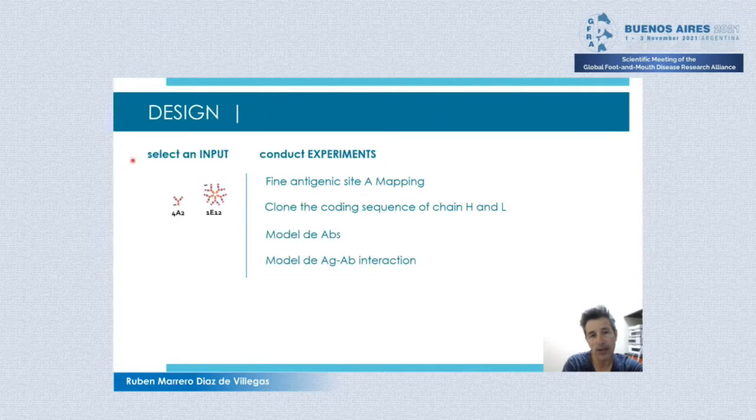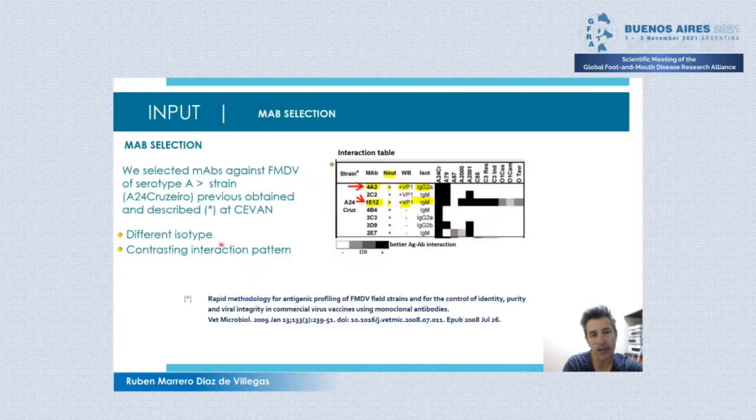Considering our design, we first select our input, our antibodies, then conduct several experiments that include antigenic site mapping by ELISA, clone the antibodies, model them, and also model the antibody interaction. So looking for our input, we select monoclonal antibodies for serotype A strain, specifically A24 Cruzeiro, described and obtained at CEBAN in Argentina.